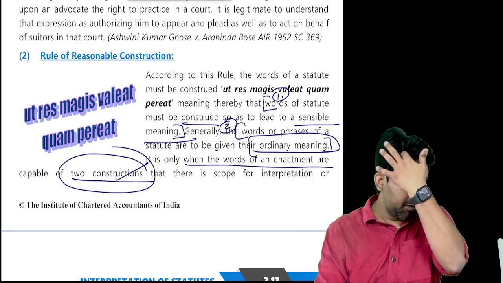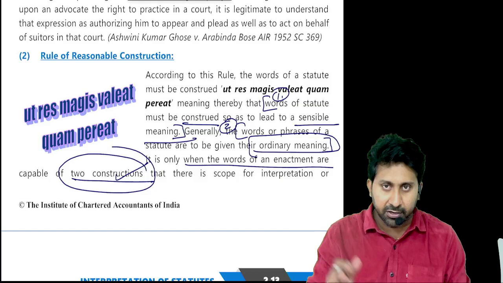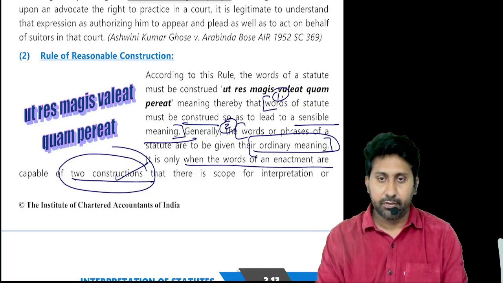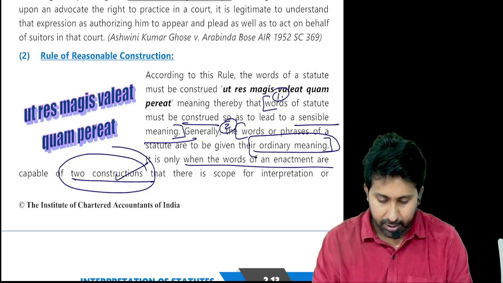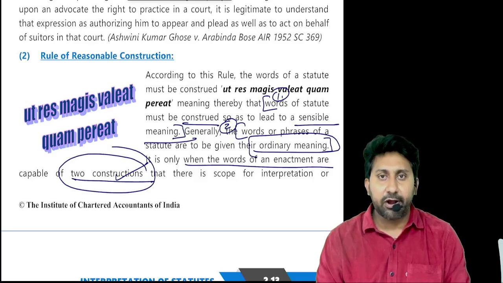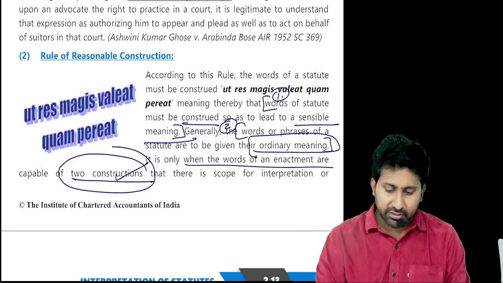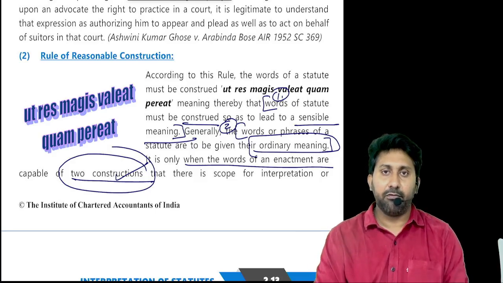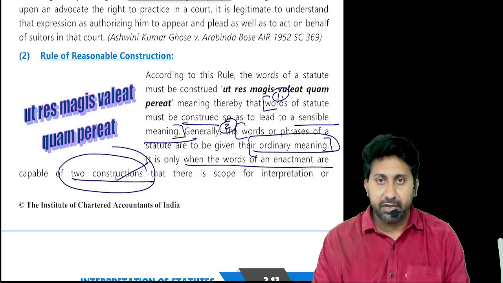Point 1. This rule is also called the golden rule of interpretation. Number 2. Words of the statute must give a sensible meaning.